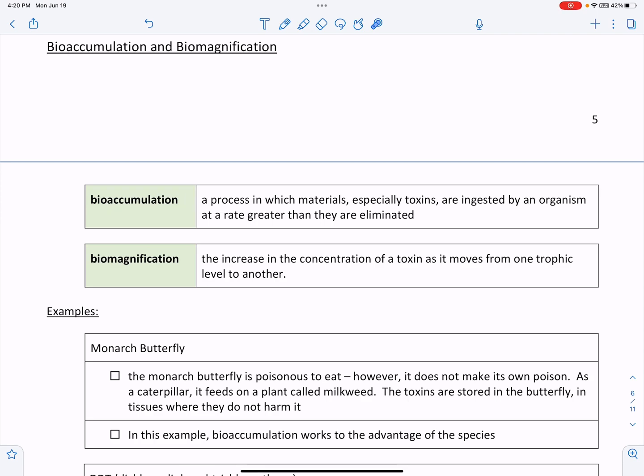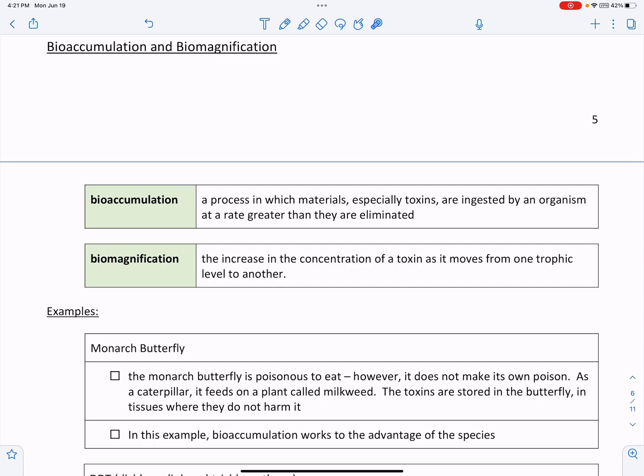of different organisms. Now, the amount of toxins that have accumulated inside an organism depends on where they are in a trophic level. The higher up you move in trophic levels, there will be an increase in the concentration of toxins. So biomagnification is the process by which there is an increase in the concentration of toxins as you move from one trophic level to another.